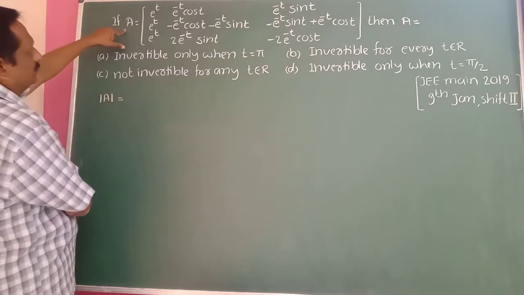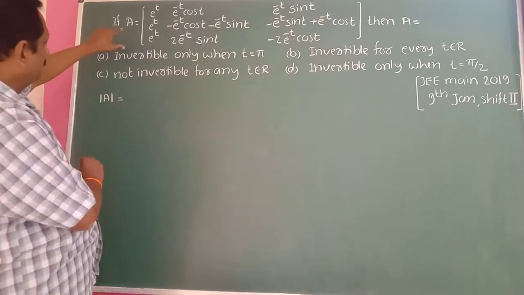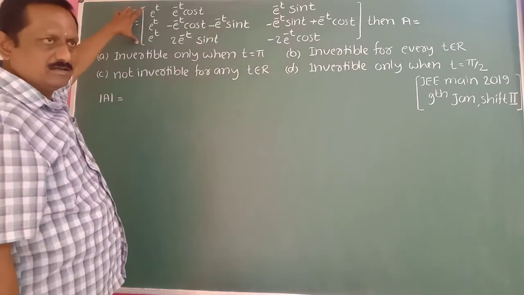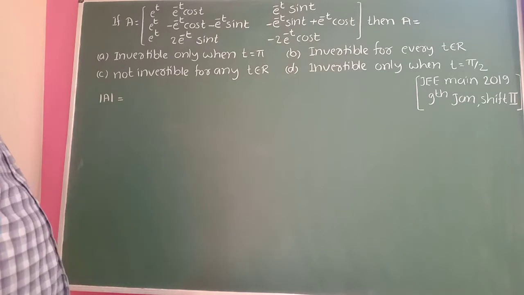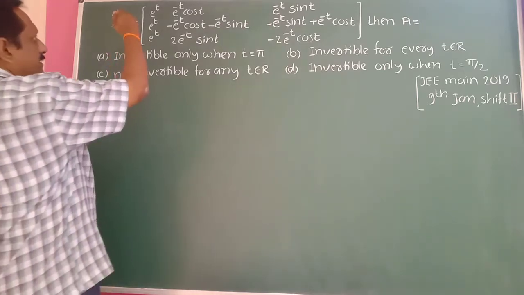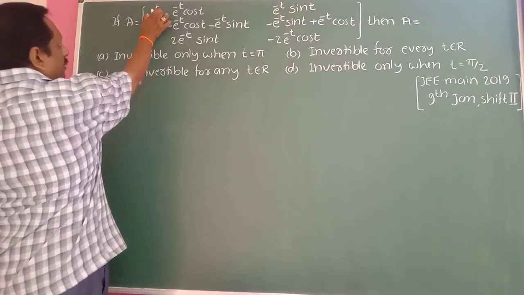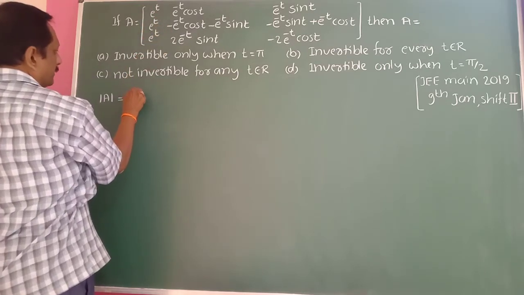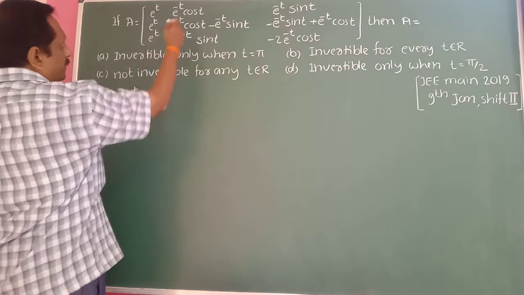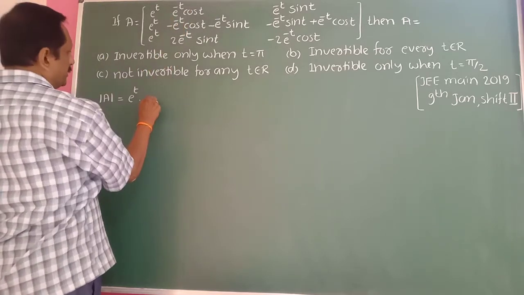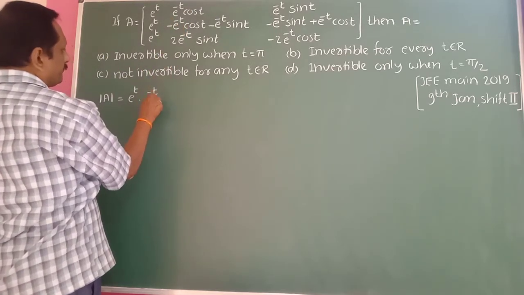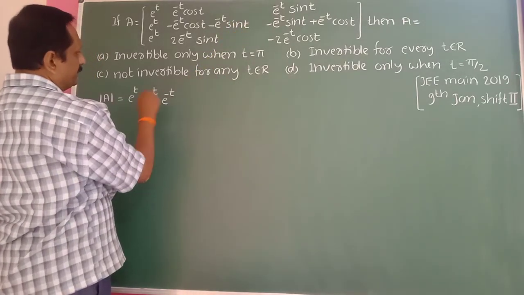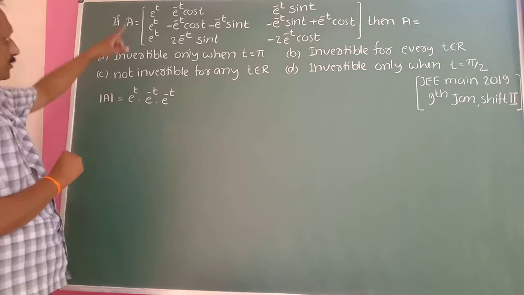In this case, the determinant of A is equal to the determinant of this matrix. I have to take a determinant here. Then I take a common factor from the first column, e raised to t. From the second column, e raised to minus t is a common factor. From the third column, e raised to minus t is a common factor here.